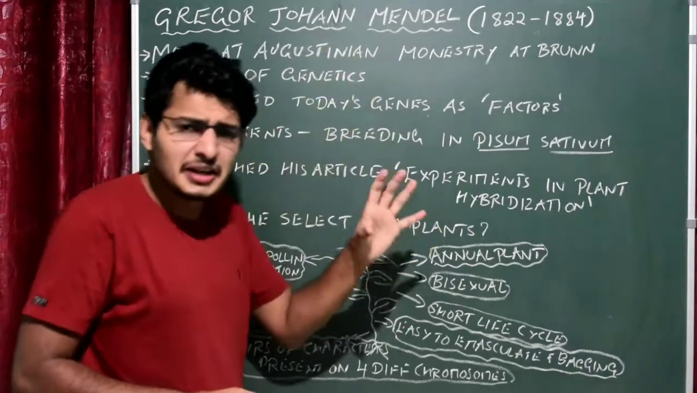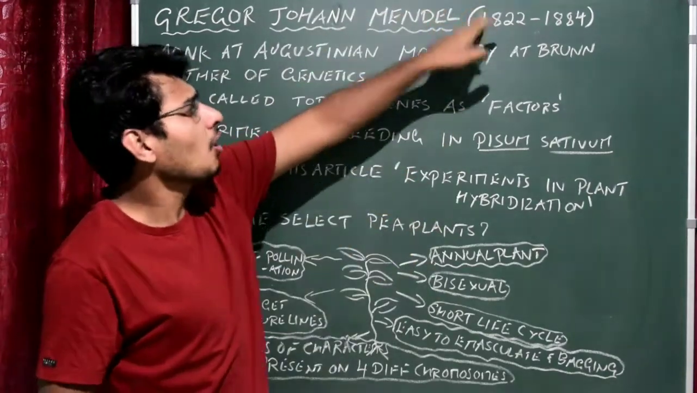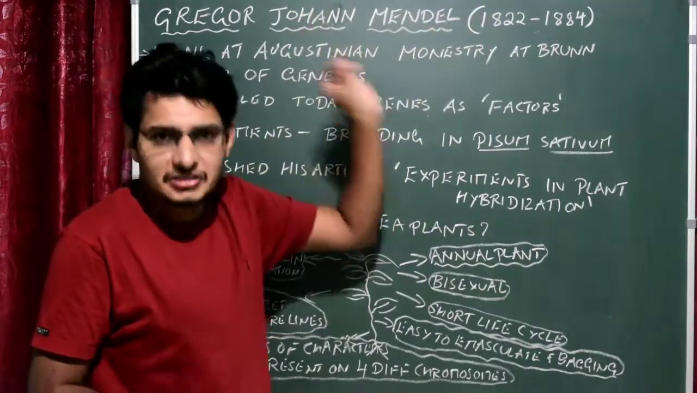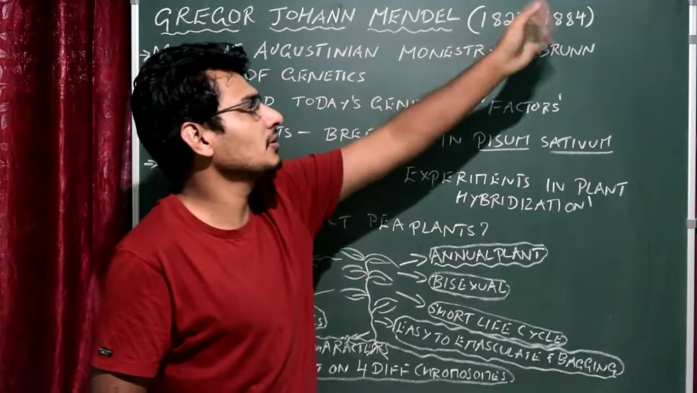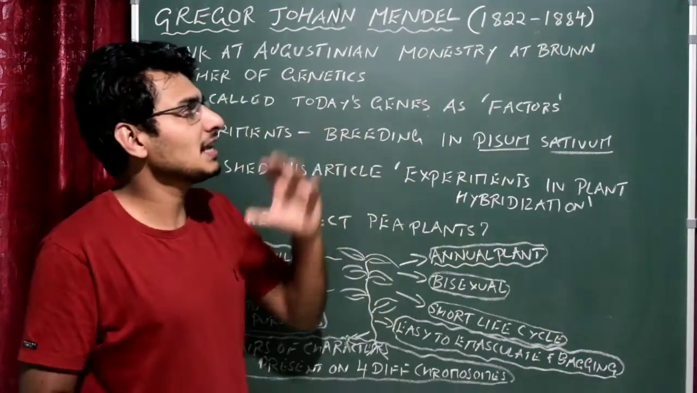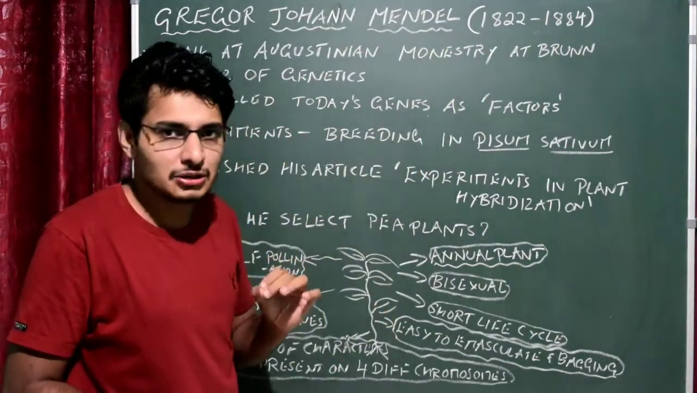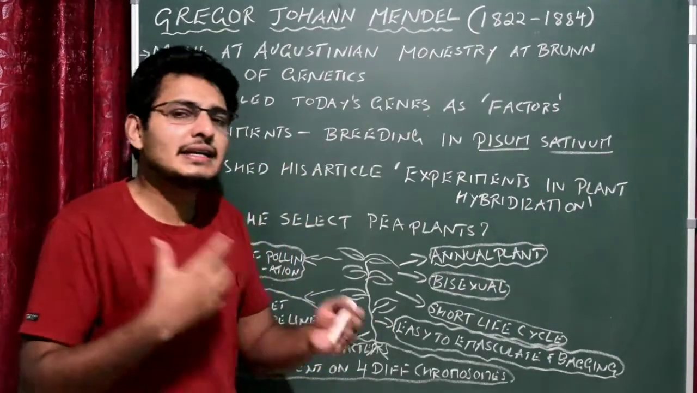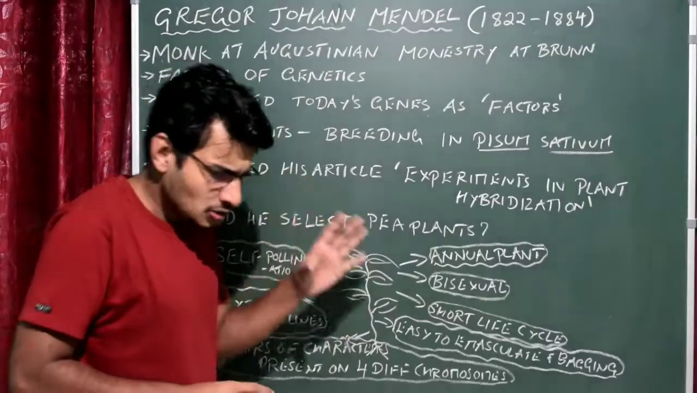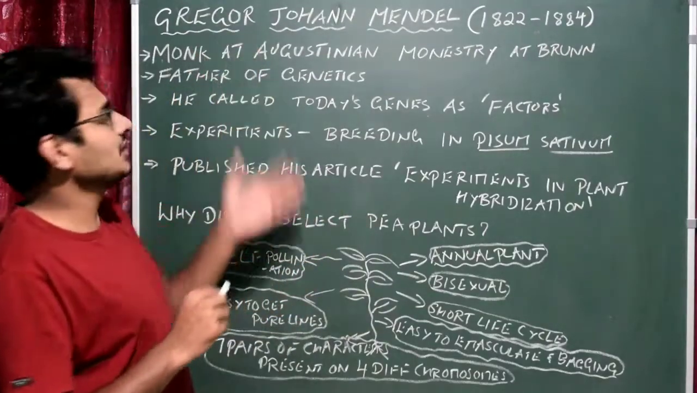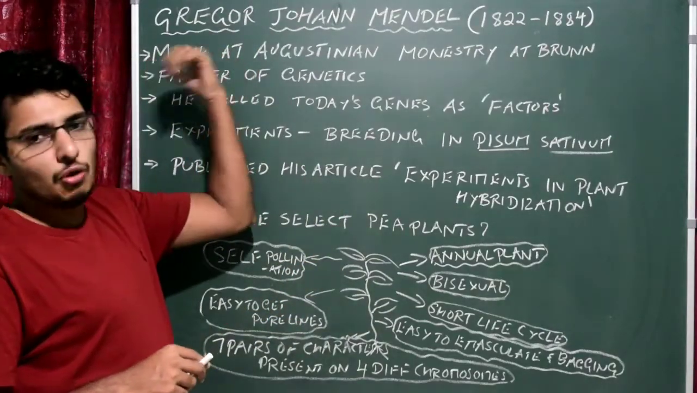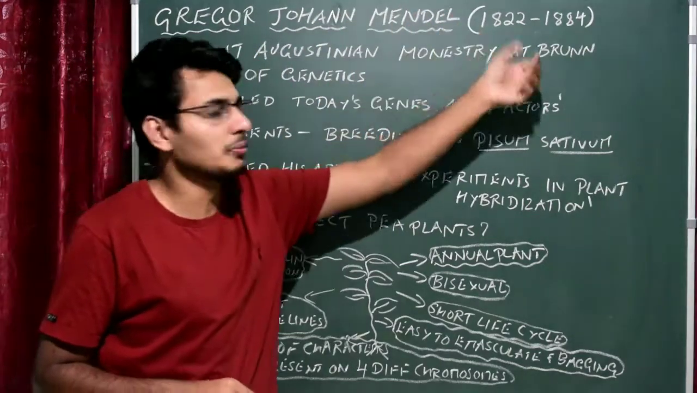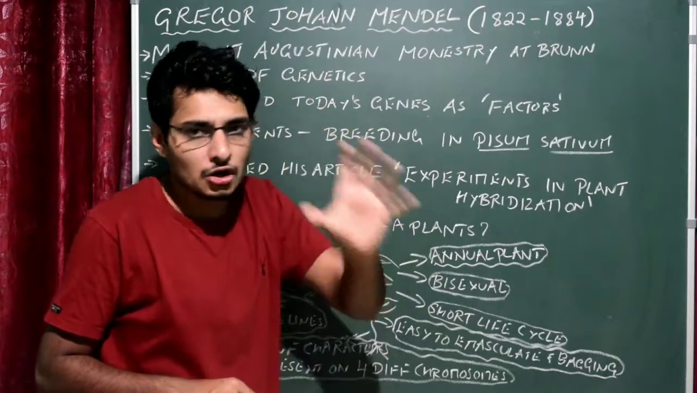Gregor Mendel was born on July 22nd, 1822, in Austria. He died in 1884. That means in his lifespan of 62 years, only for about 10 years was he interested in conducting experiments. So let us see his history. First, he was a monk at the Augustinian monastery at Brunn. Brunn is nothing but a small city in Austria.